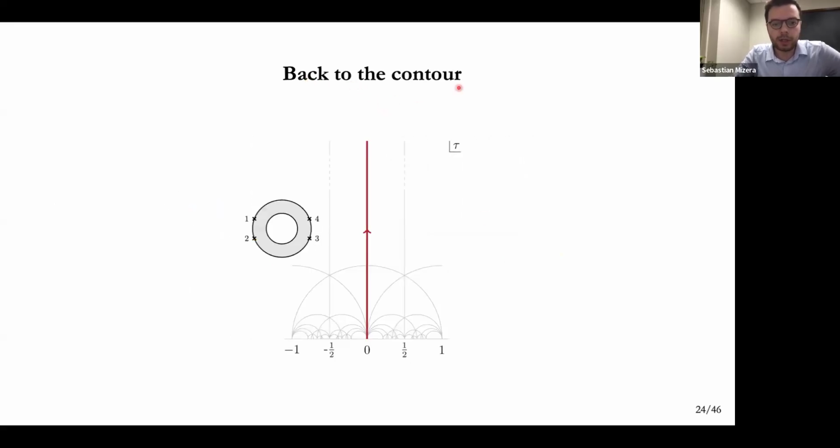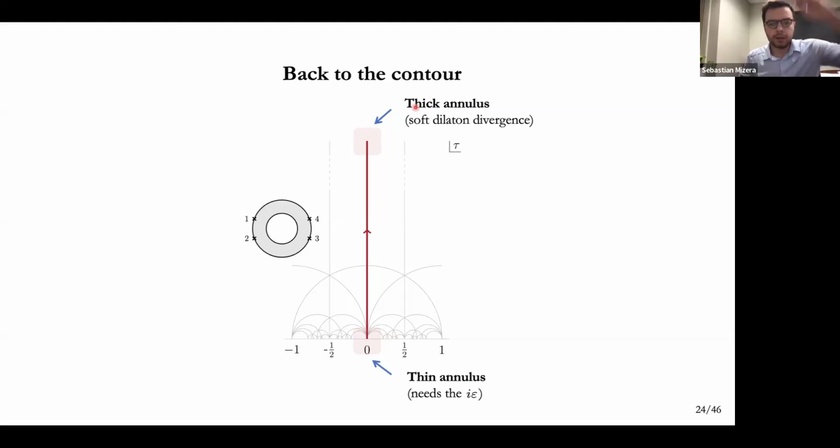Okay, so let me go back to the integration contour. So remember in the tau plane, the modular parameter plane, I have to integrate between 0 and i infinity to get the annulus contribution. And the neighborhood of the origin corresponded to the thin annulus. So this is roughly the Feynman diagram limit. And this is precisely where you need the correct i epsilon prescription. And on the other end of the integration contour, so tau goes to infinity, we get the thick annulus. And this, in fact, corresponds to the soft dilaton divergence. So it corresponds to what happens if this inner boundary of the annulus shrinks to a point.